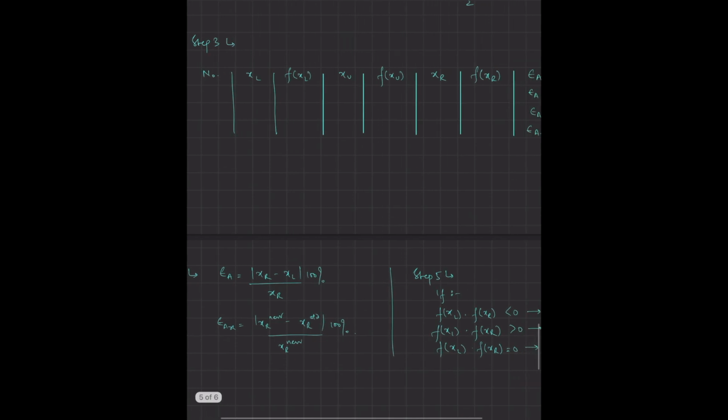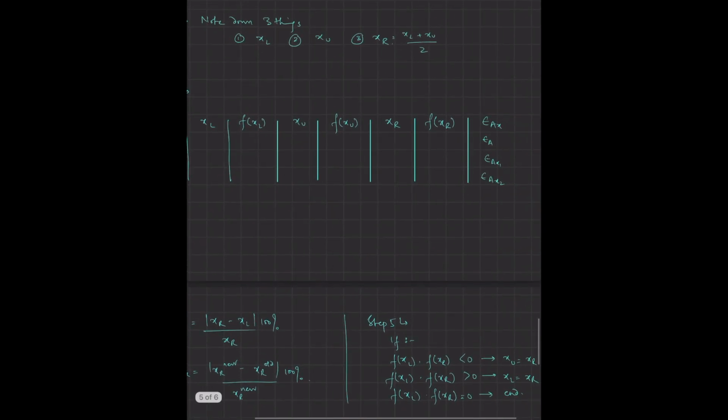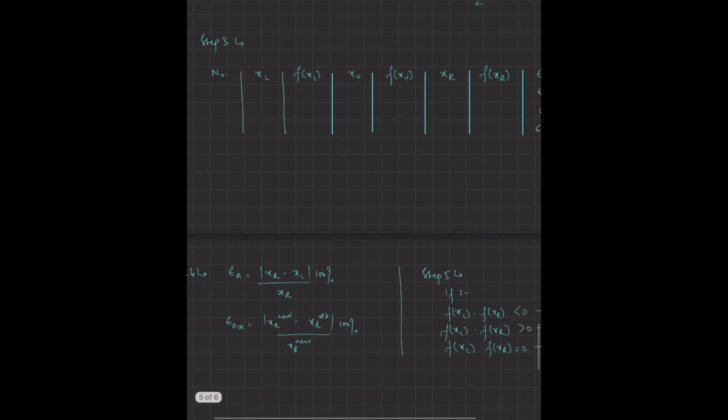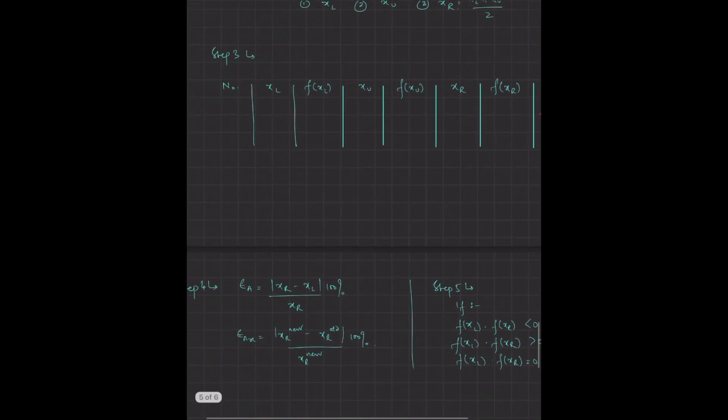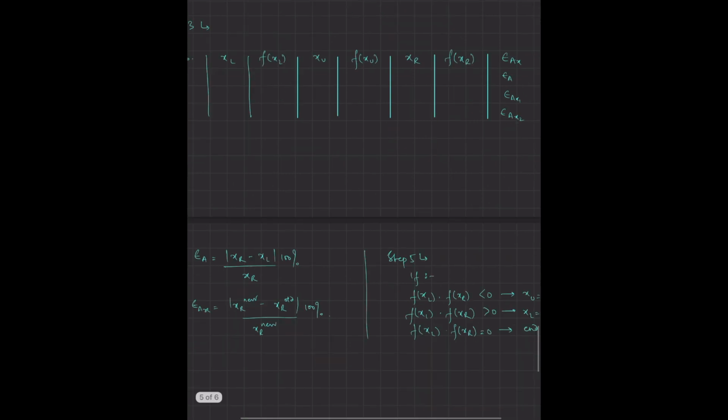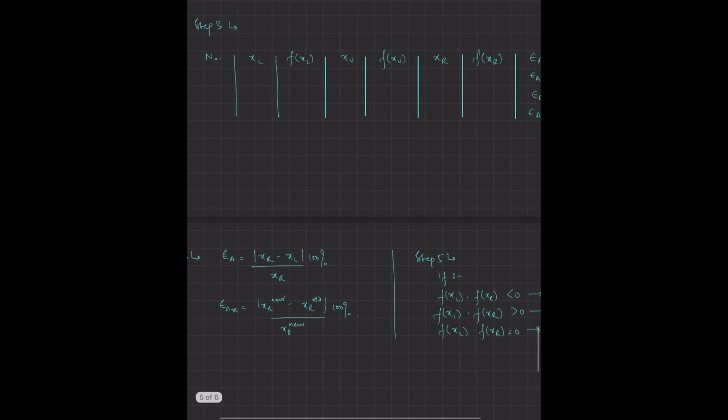So you guys know how to do EAX. That is basically the percentage error. So the first one we'll do XR minus XL over XR. This is just for the first iteration over here. And then we do it for EAX. Then we're going to use XR new minus XR old over XR new. So this would be XR new minus XR old over XR new for each row. And then you get that.